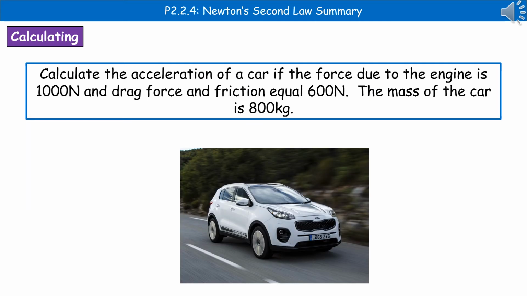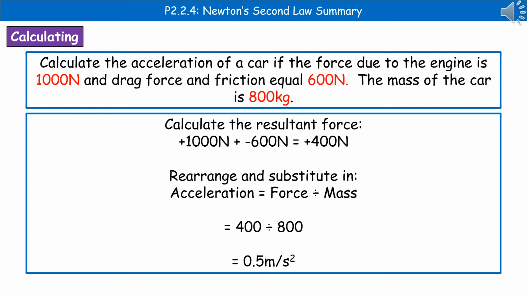Another style of question they could ask us is this one. Calculate the acceleration of a car if the force due to the engine is 1,000 newtons and drag force and friction equals 600 newtons. The mass of the car is 800 kilograms. First thing, as always, highlight, underline, circle or jot down those key numbers from the question itself, and I've done that in red as usual.